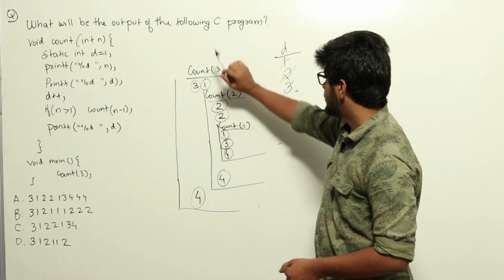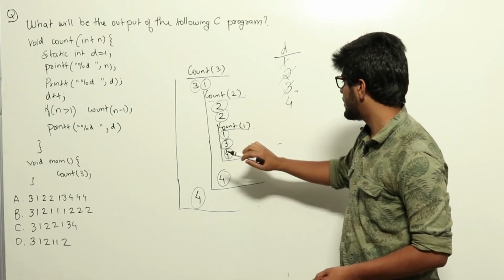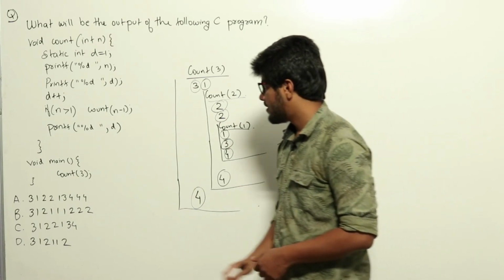So if you look at the output printed, it is 3 1 2 2 1 3 4 4 4. That is option A.